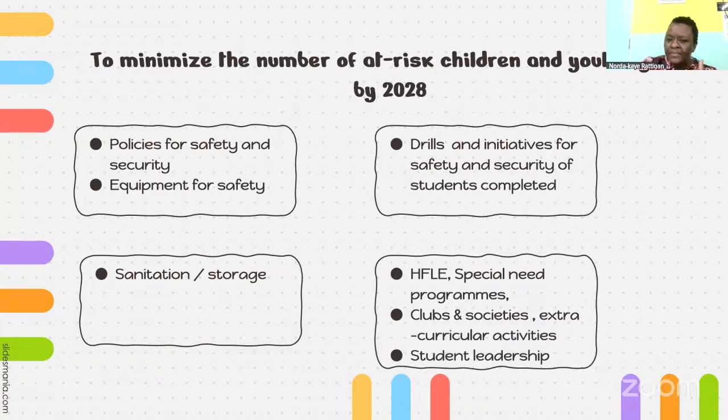What are their programs for at-risk children in the curriculum, your HFLE? This is plugged in here. Your program for special needs is plugged in here. You're looking at student leadership, your clubs, your societies, your extracurricular activities. All of these are plugged in. This is where you set targets for these programs in strategic objective number 2.